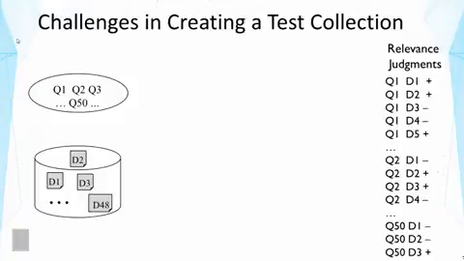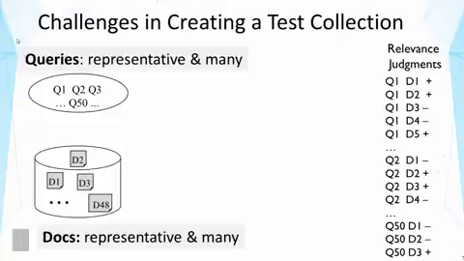It turns out that each is actually challenging to create. So first, the documents and queries must be representative. They must represent the real queries and real documents that the users handle. And we also have to use many queries and many documents in order to avoid biased conclusions.